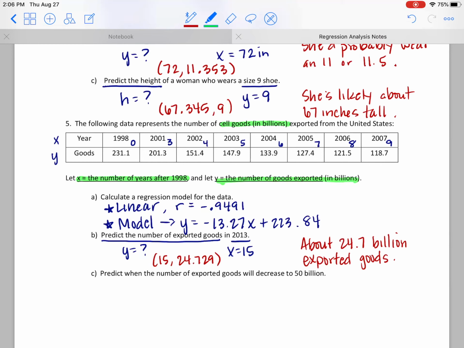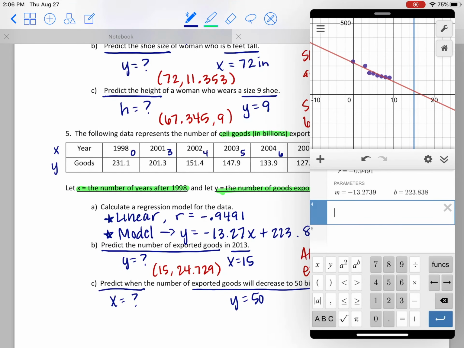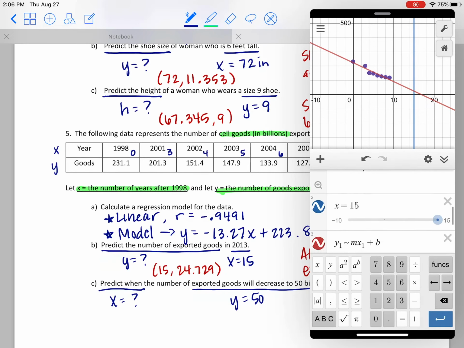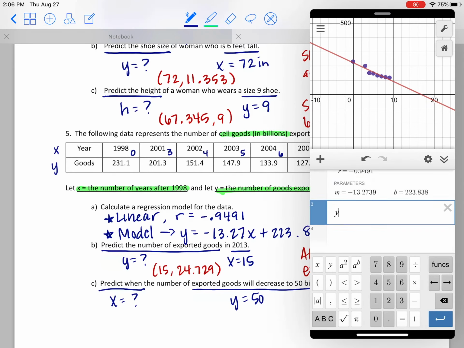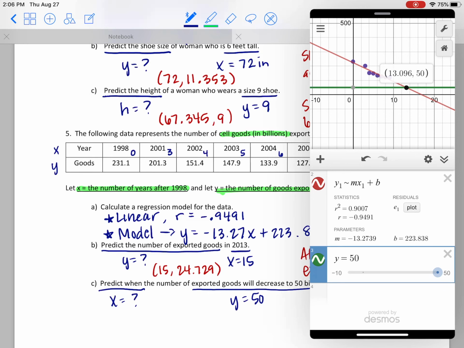Okay, one more, same concept. Let's see, it says in this last part, predict when. That means we're going to be looking for an x value when the number of exported goods is going to decrease to 50 million. So the exported goods, the y, is 50. Okay, so back to my calculator. This time, get rid of that y you're in there. Okay, so this time I'm going to type in y equals 50. And there's a horizontal line, and I'm going to find where it intersects with my graph.